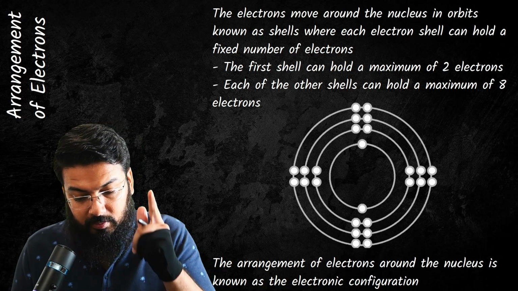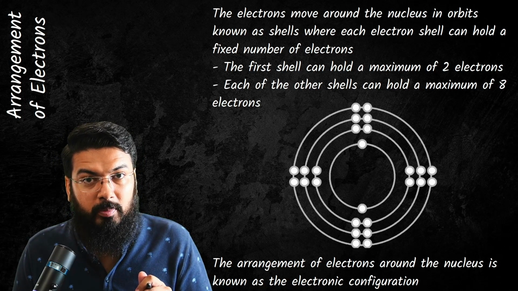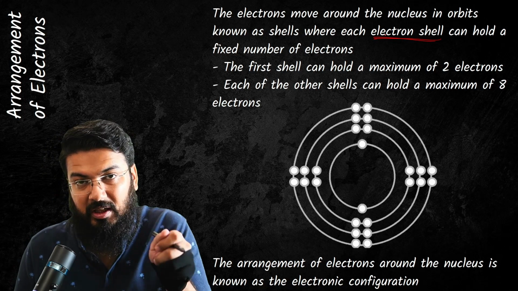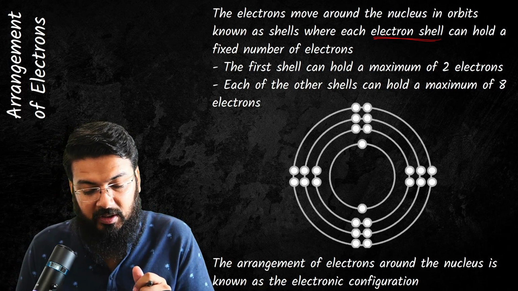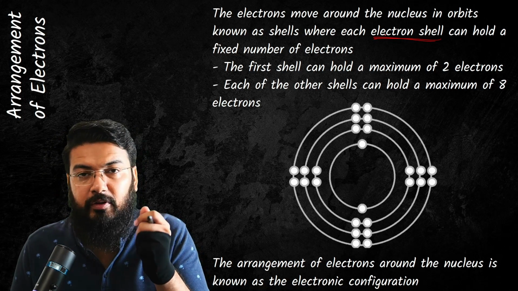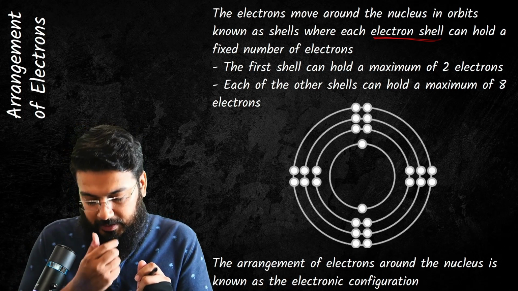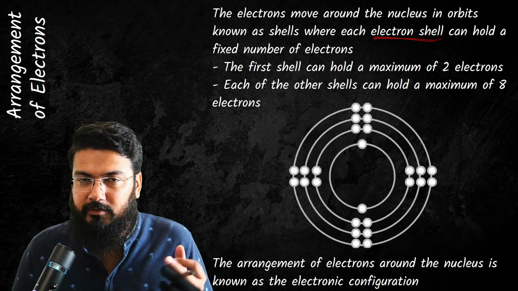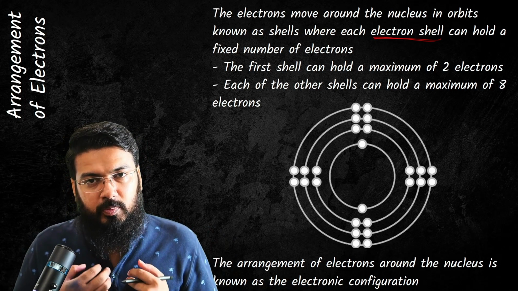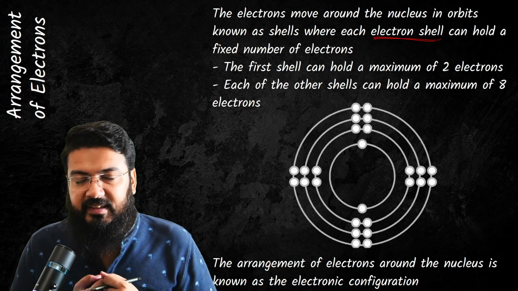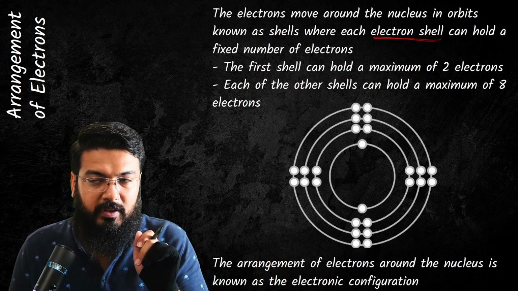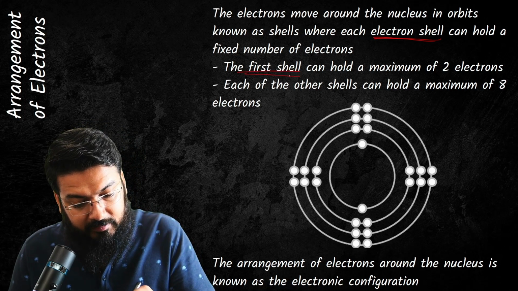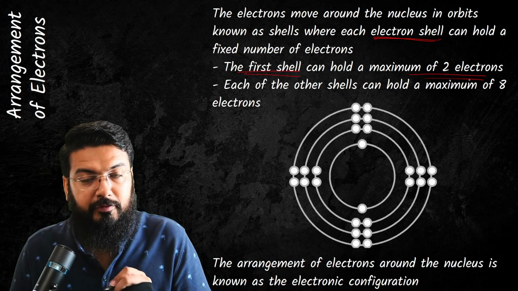Electrons around the nucleus move in orbits, and we call those orbits shells. The orbits around the nucleus are known as shells and they have maybe a fixed number of electrons. I'm saying maybe because in your A levels you are going to learn differently. But as per our O level course, we say that they have a fixed number of electrons. The first shell can have a maximum of 2 electrons only.